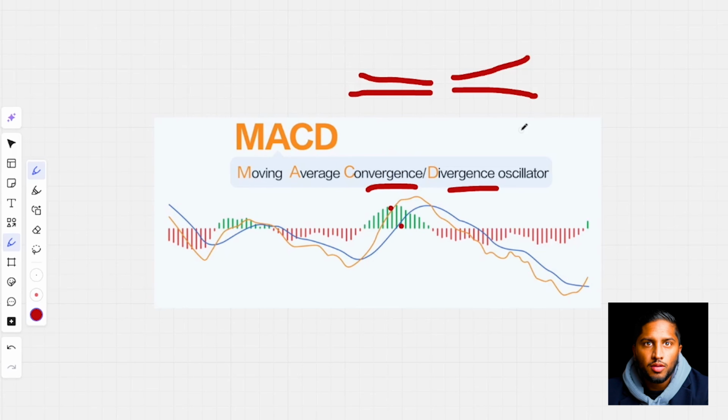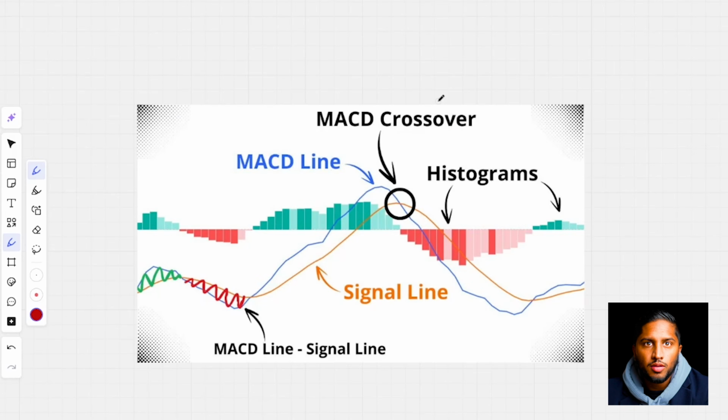MACD is built using moving averages, which, if you haven't seen the first video on moving averages, make sure to watch that as well. Here you can see the MACD line, the signal line, and the circle where you can see where it crosses. And the red and green bars are the histogram, and that is simply the MACD line minus the signal line.